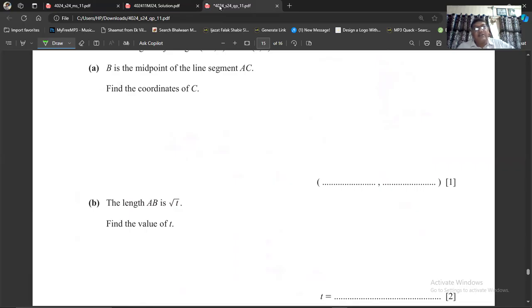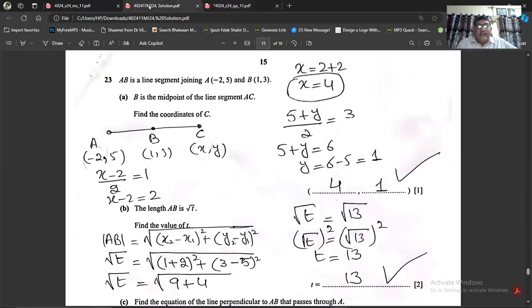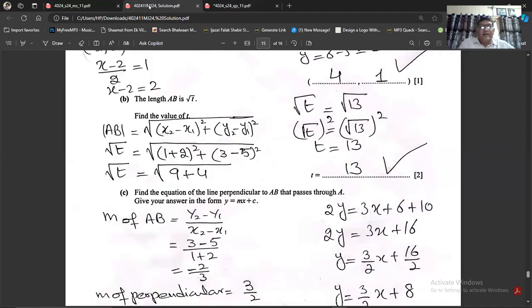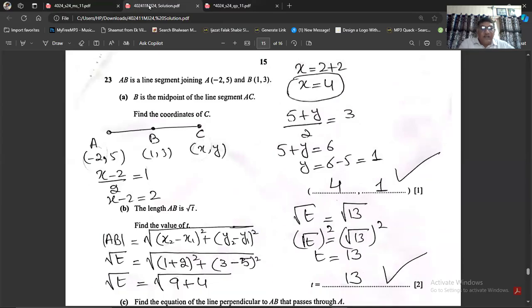Okay, so then we have question number 23, and its B part. It says the length AB is square root t. Find the value of the t. It's a 2 marks question. The coordinates of the point A and the B are given. So I can find the length of the AB.